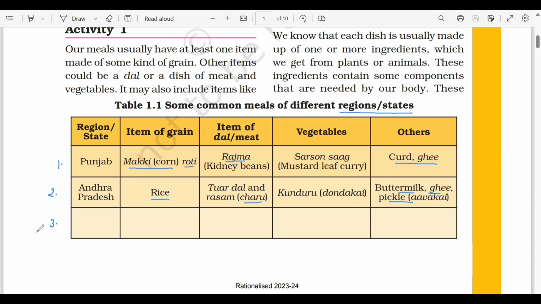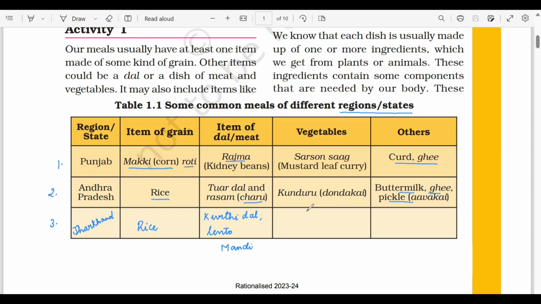Okay, let me fill up this table according to my state. So I stay in Jharkhand. I'll write it down and fill it up for Jharkhand. So in Jharkhand the grain which is eaten is rice. Meat or dal that is eaten is kurthi dal. And the meat is lento mandi. Okay, it's a chicken dish.